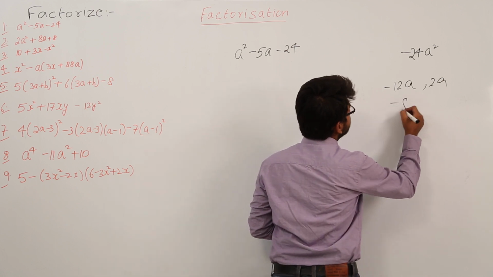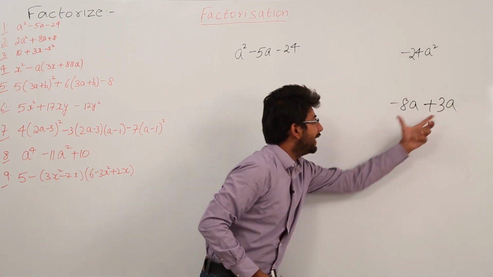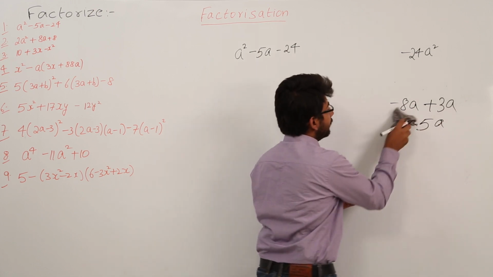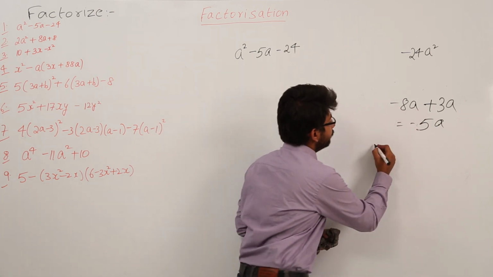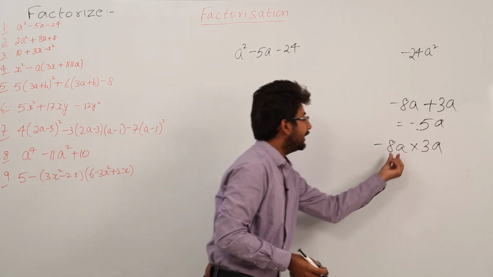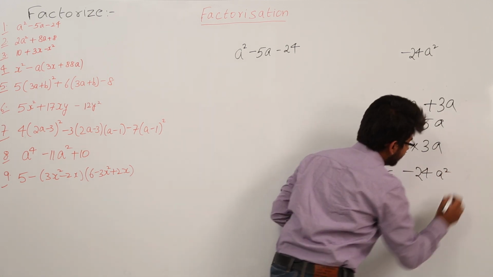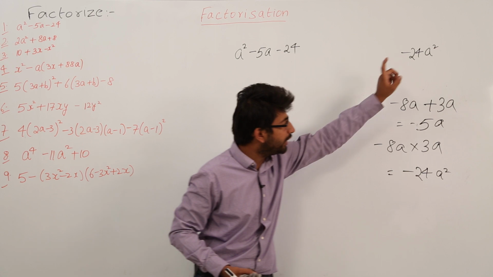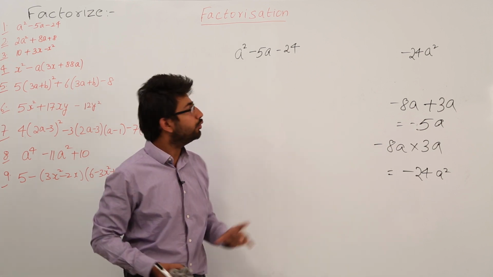But we have two components, minus 8a and 3a, which when joined back are equal to minus 5a. Minus 8a plus 3a is equal to minus 5a. And when we do the product of minus 8a and 3a, 8 into 3 is 24, a into a is a square, and we have a negative sign with one component, so it is minus 24a square. So their product is the product which we desire, and when joined back they give exactly minus 5a.